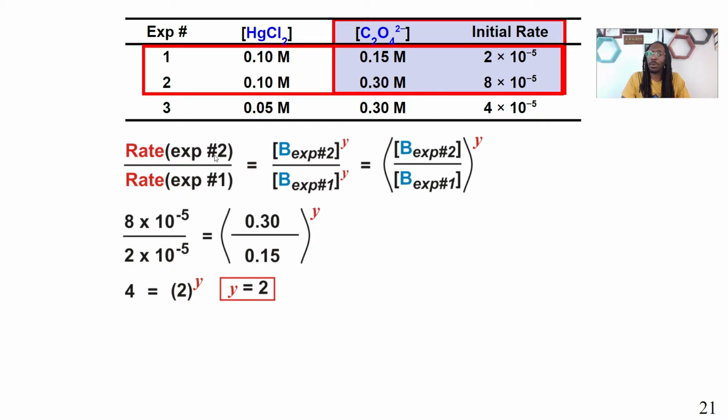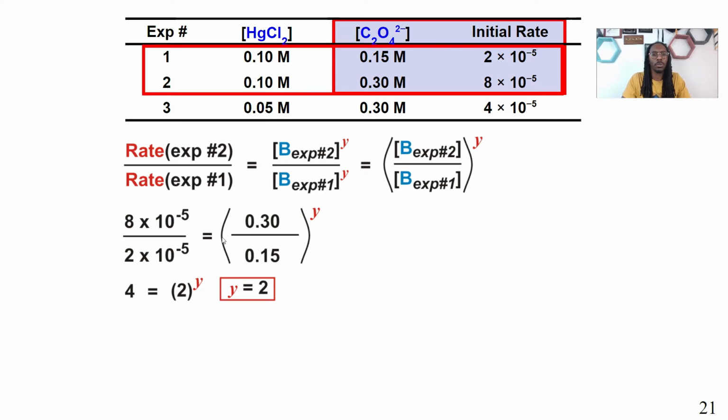And what you guys want to know is that we're going to do this every single time whenever we're trying to find these orders, right? It's literally the same thing. Rate of our experiment over rate of another experiment equals the concentration of our same experiment over the concentration of the other experiment. So if I look at my data, I'm going to use my rate of experiment 2, which in this case is 8 times 10 to the negative 5. I'm going to place that here. And then the rate of my experiment 1, which is 2 times 10 to the negative 5, which I found from experiment 1 here. So literally it's rate of experiment 2 over experiment 1. Bam. That's what we got here.